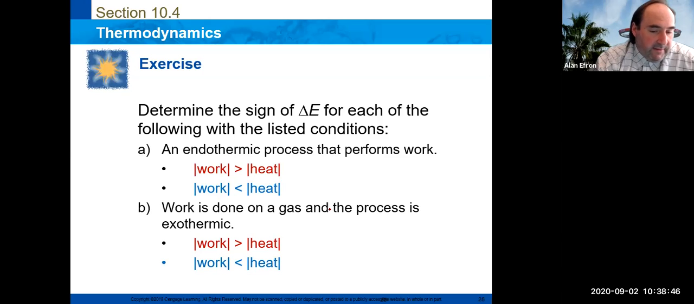So in an endothermic process, Q would be heat, and for our purposes, Q would be a positive value. And if work is done on a gas, and the process is exothermic: if work is being done on the gas by the surroundings, then that would be positive for work. If the process is exothermic, then the Q value, or the heat value, would be negative in that case.